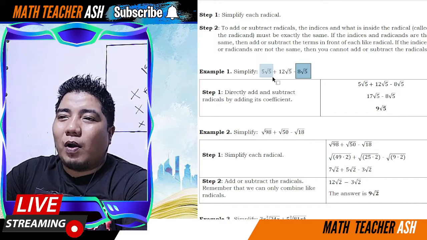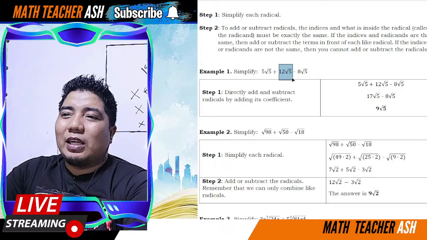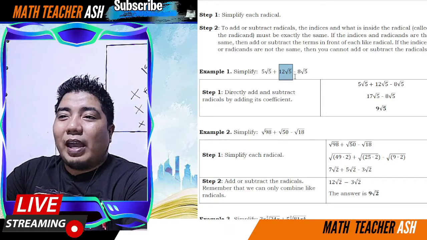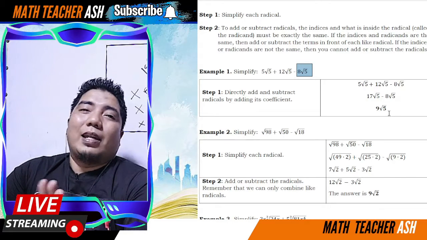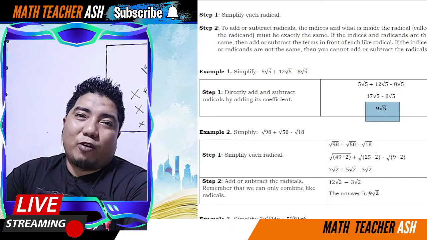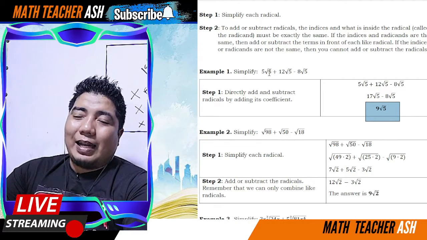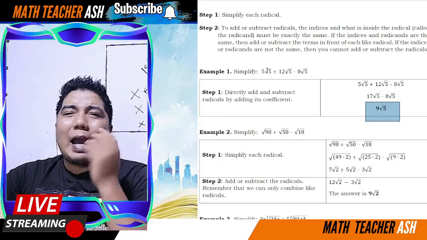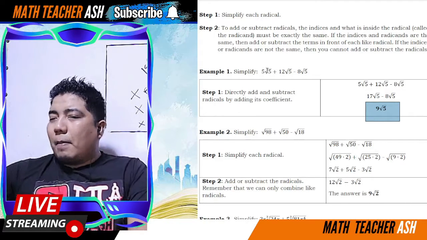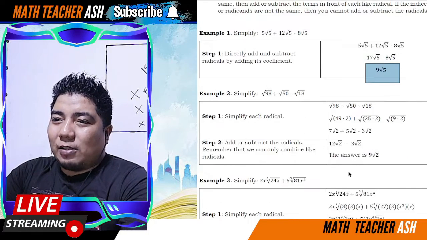So, i-add mo daw ang 5 square root of 5 sa 12 na square root of 5. That will give you 17 square root of 5. Of course, ima-minus mo siya sa 8 square root of 5. And that will give you 9 square root of 5. And that is your final answer. So, technically, my dear math learners, hindi mo ma-add ang sa loob ng radicand. Instead, ikakopy mo lang sila. Okay, napakadali lang po, my dear math learners. Okay, so now let us go to the next.